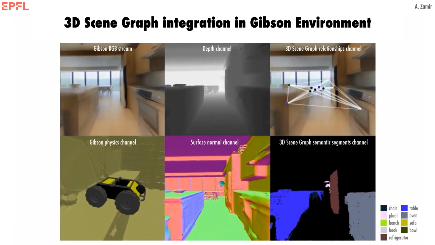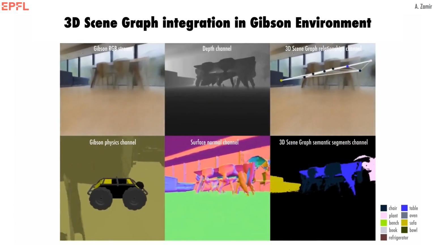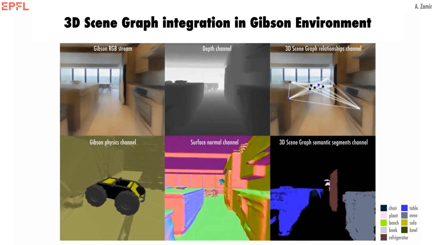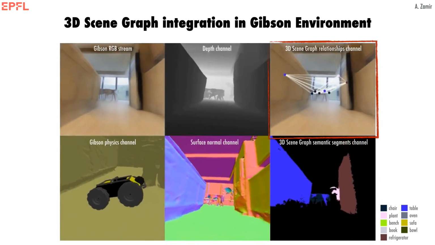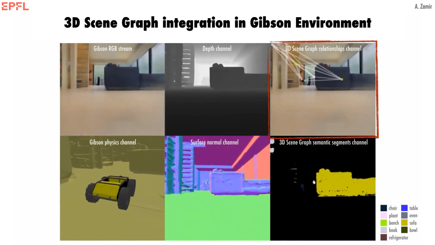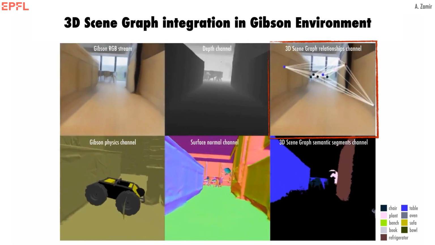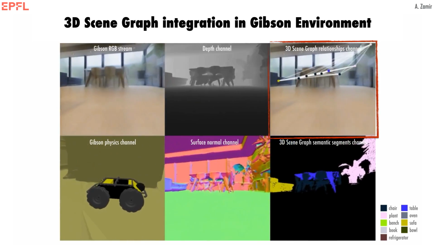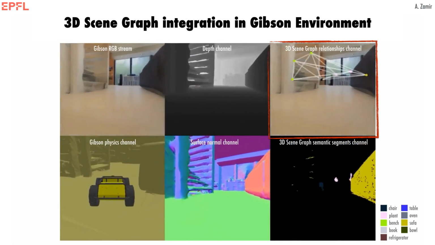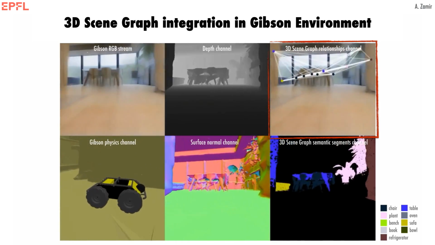So now that we have the 3D scene graph for the buildings in Gibson, we can integrate it in the Gibson environment. And that's what we did. What you see, let's say on top right, is the 3D scene graph channel. The relationships between different elements that the onboard camera of the robot sees are overlaid as a graph, and as the robot moves forward, you can see that the graph changes and updates and so on. So you can see that next to the conventional representations that we already had in Gibson, such as depth and surface normals and so on.